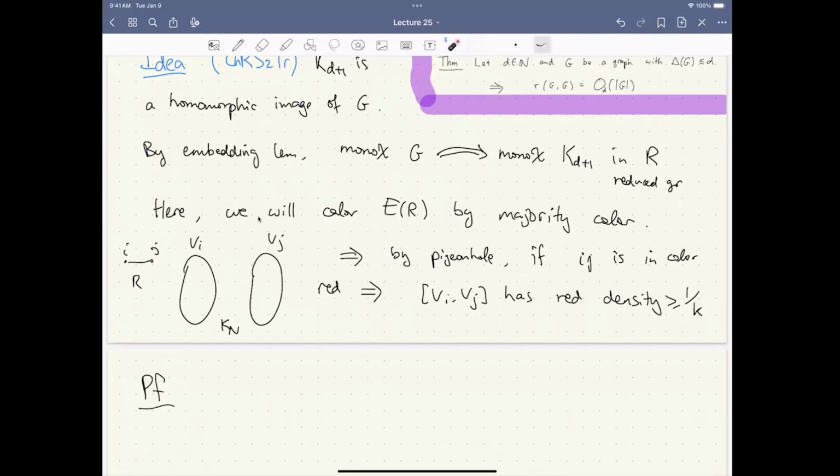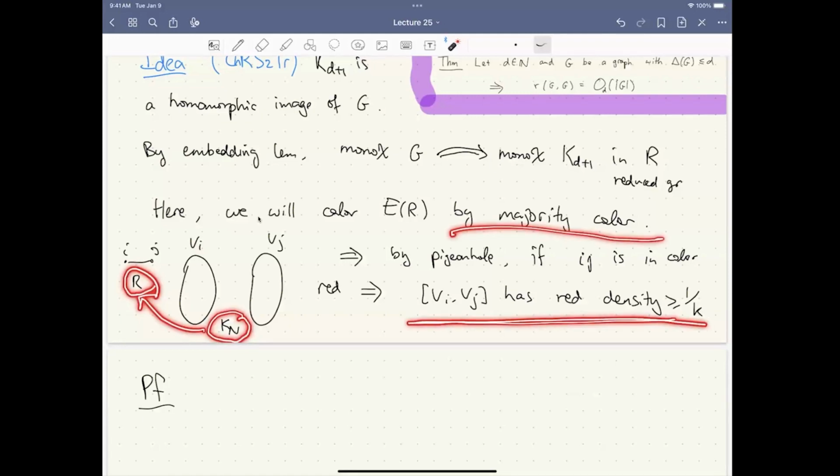So you start with a complete graph, apply the regularity lemma, you get a reduced graph, coming with a majority color. That means between every pair, the corresponding color has density at least 1/2, k equal to 2 here. Good. How do we use the embedding lemma? We need to find a monochromatic copy of a clique K_{D+1} in R, which is a homomorphic image of G. How do we do that?